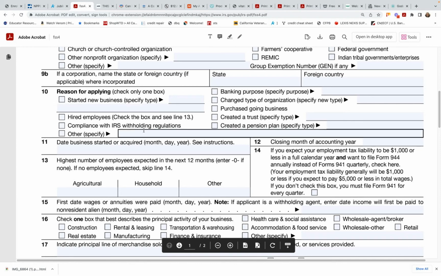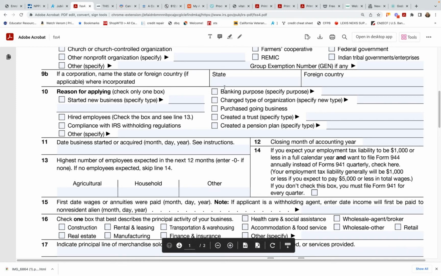It may say compliance with the IRS withholding regulations. This is usually for somebody that's a withholding agent, for someone that is not here in the country. So for you guys who are in the United States, don't even worry about this one here. You don't have to worry, because you won't do that unless you are a withholding agent.